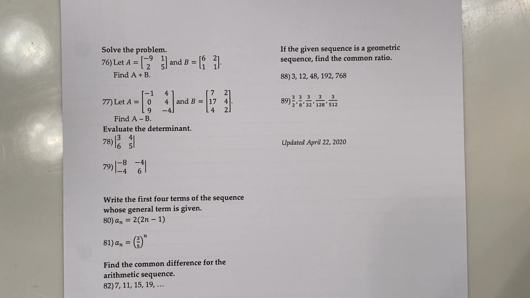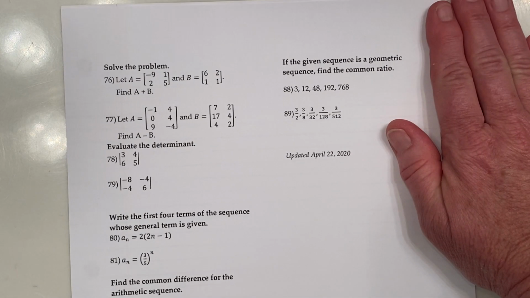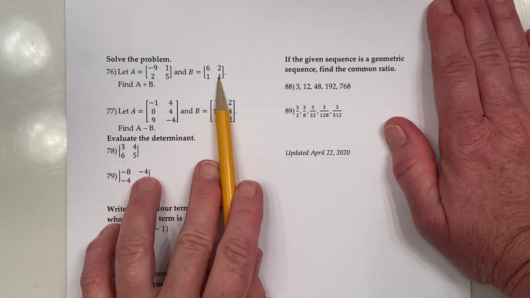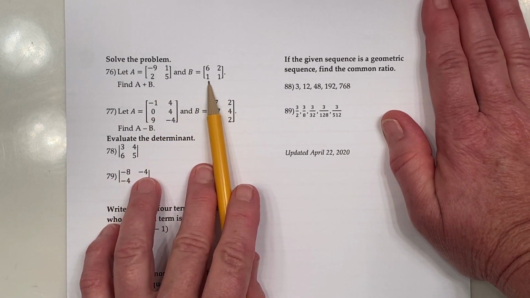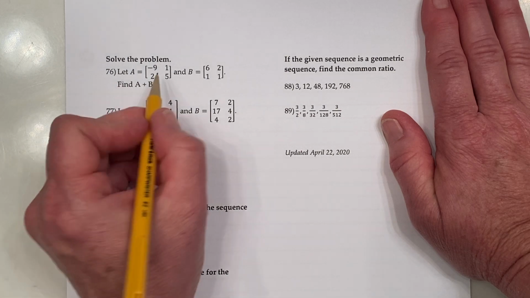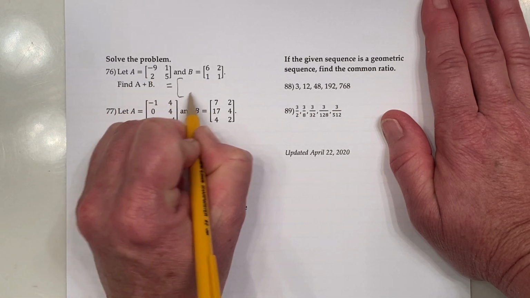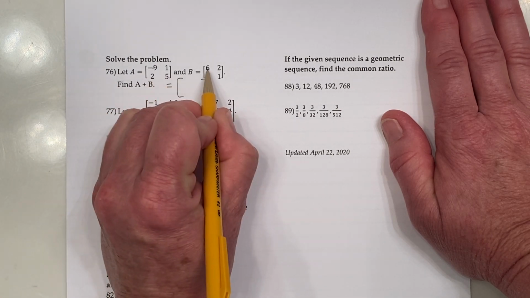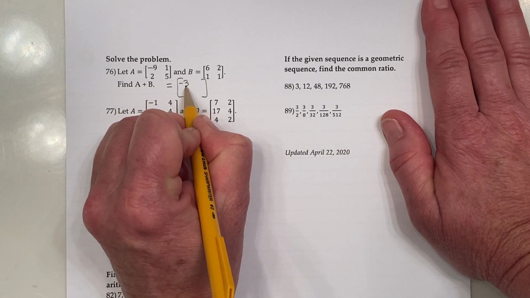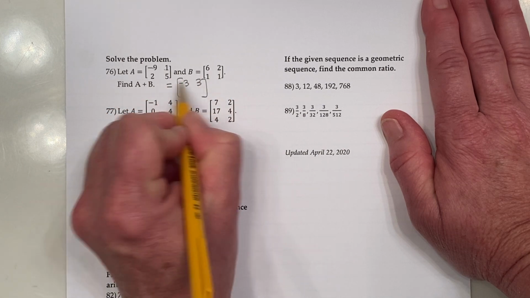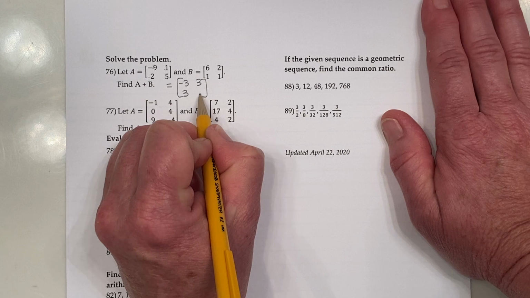We're given 2 matrices, and we're asked to find the sum, A plus B, and we can only add 2 matrices if we have the same dimension or same order, and they're both 2 by 2, so we can add. And so the sum is just going to be adding corresponding elements. So -9 plus 6 is -3. 1 plus 2 is 3. 2 plus 1 is 3. And 5 plus 1 is 6.